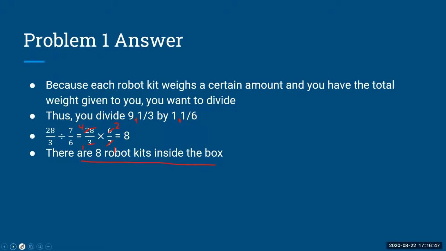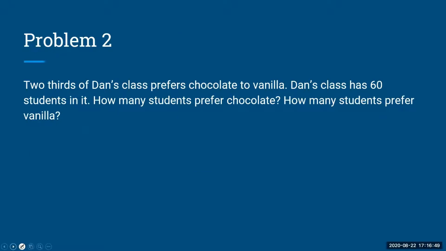Okay, next one. 2/3 of Dan's class prefers chocolate to vanilla. Dan's class has 60 students in it. How many students prefer chocolate and how many students prefer vanilla? So what do you guys think you should do? What operation? This is also pretty obvious, maybe, if you see the keyword.